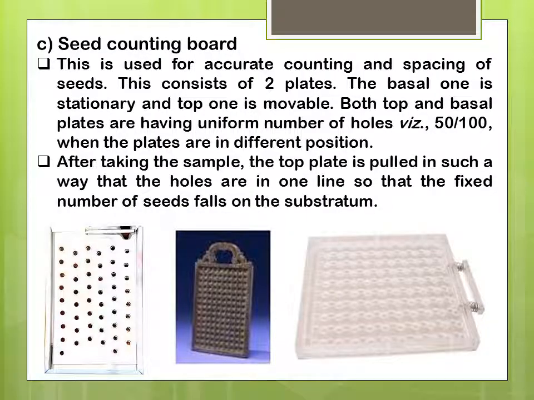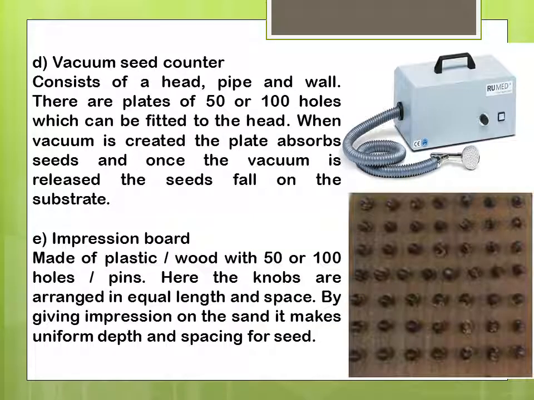Third is seed counting boards. There are some counting boards used for accurate counting and spacing of the seed. This consists of two plates. The basal one is stationary and the top one is movable. After taking the sample, the top plate is pulled in such a way that the holes are in one line, so that a fixed number of seeds fall onto the substrate.